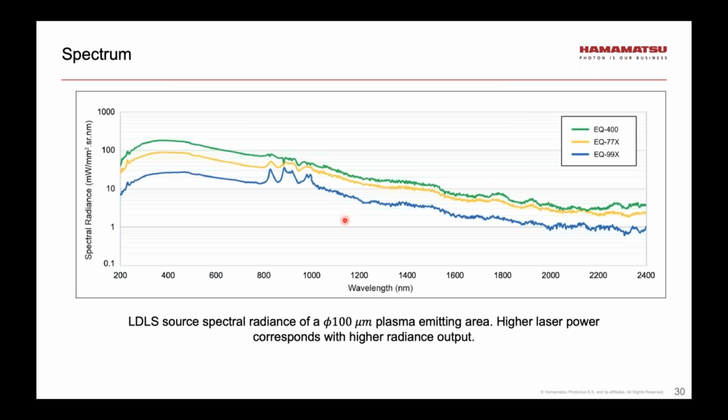Okay, so now let's compare some spectra for only LDLS sources. And I would like to point out one important feature of these sources, and that is their very wide spectral range. The emission is from ultraviolet all the way to IR. Of course, there are different intensities. This particular source is brightest around 400 nanometers, but the spectral irradiances at these shorter and longer wavelengths are not negligible.